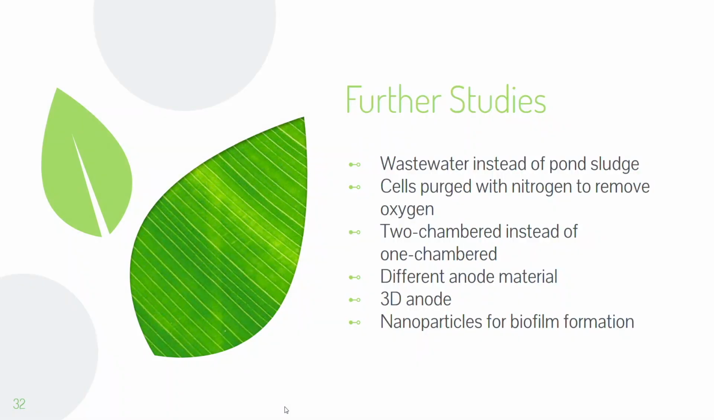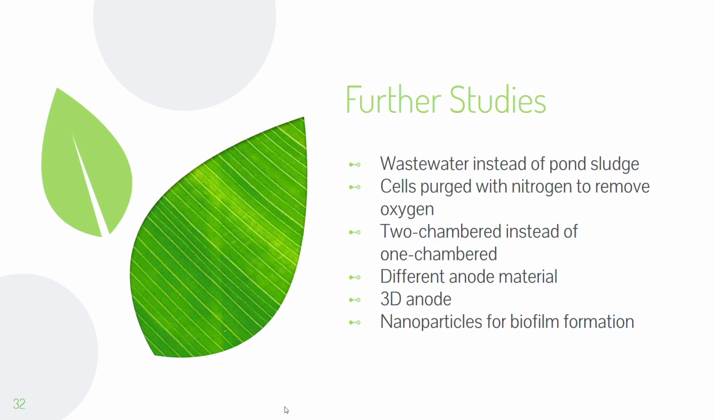There are many future studies and improvements on this study. Wastewater could have been used instead of pond sludge, leading to higher power outputs as it contains more species of anaerobic bacteria. The cells could have been purged with nitrogen to remove trace oxygen, allowing for complete anaerobic respiration. The cells could have been two-chambered, allowing for independent observation of both half reactions and the use of a proton exchange membrane.